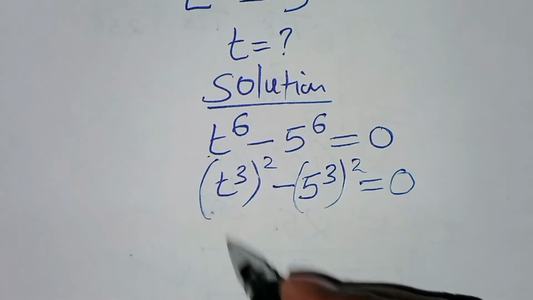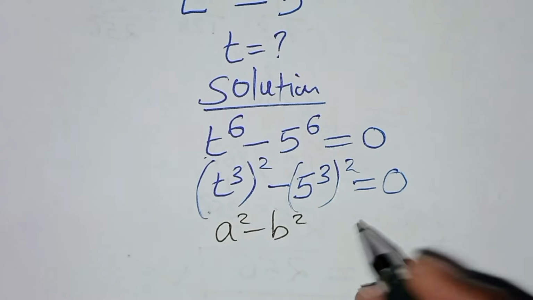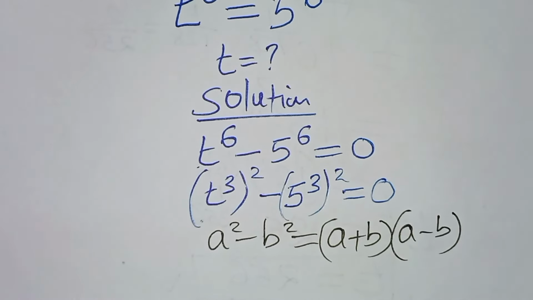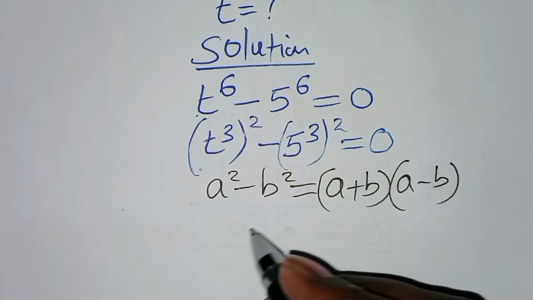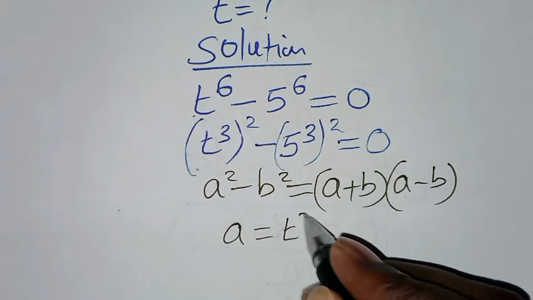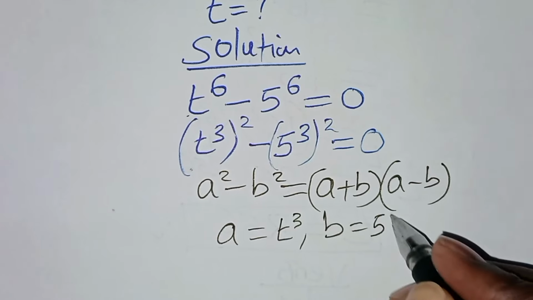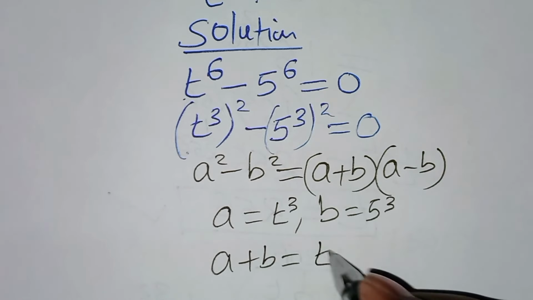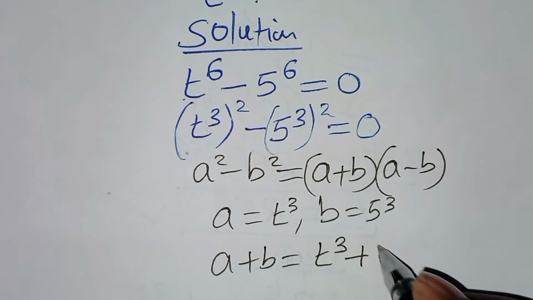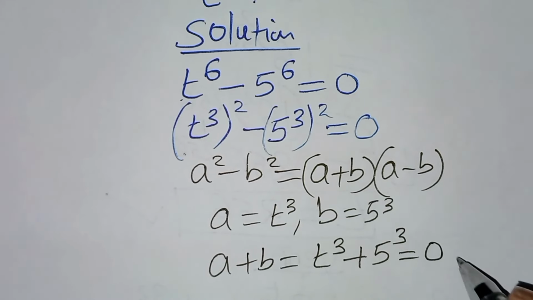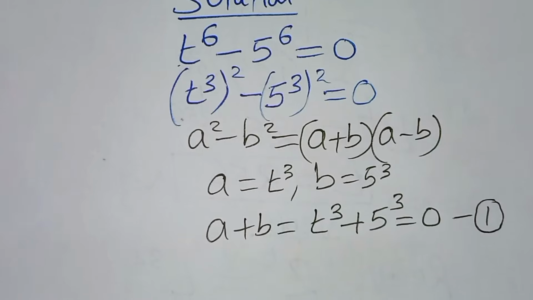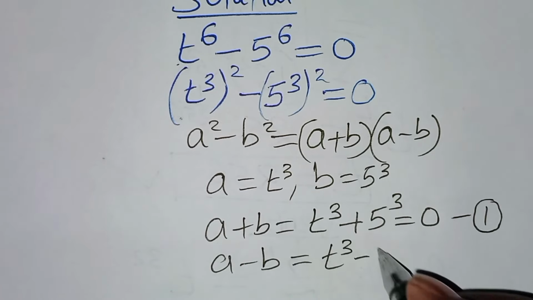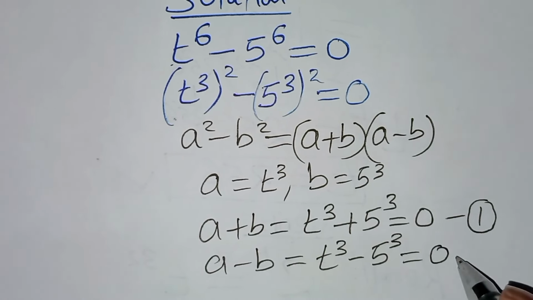Now this equation is in the form of a squared minus b squared, which you can express as a plus b, a minus b. In this case, we have that a is equal to t cubed, b is equal to 5 to the power 3. So a plus b here is the same thing as t cubed plus 5 cubed, equal to 0. Let's call this equation 1. And then we have a minus b, this is t to the power 3 subtract 5 to the power 3, equal to 0. Let's call this equation 2.